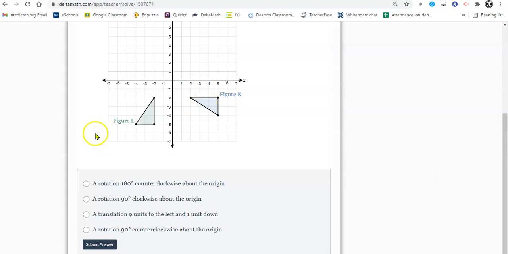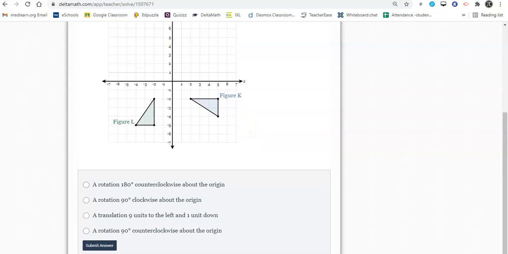Now it's definitely turning, so I'm going to need a rotation. A rotation 180 degrees would make you move 2 quadrants. That's 180 degrees. So I definitely know this is not a 180 degree rotation. I also know since it's turning, it cannot be a translation. So the question is, am I going clockwise or counterclockwise?